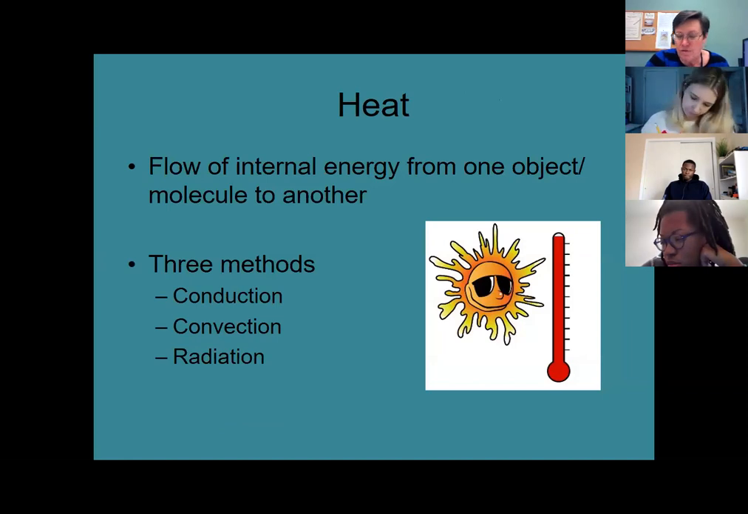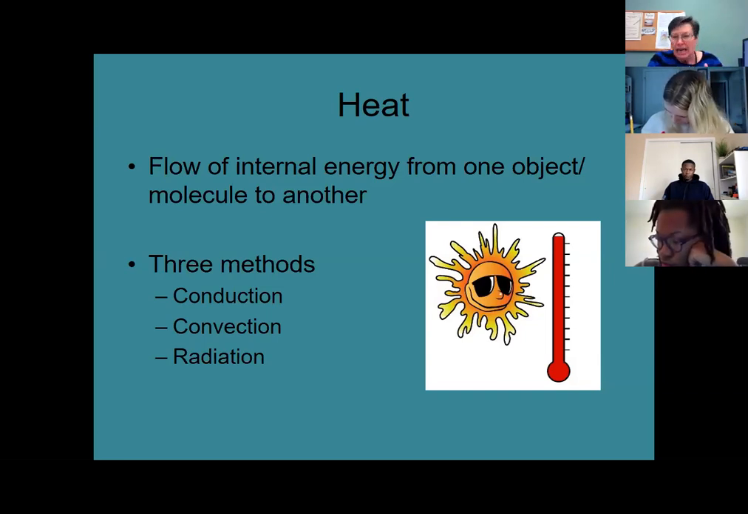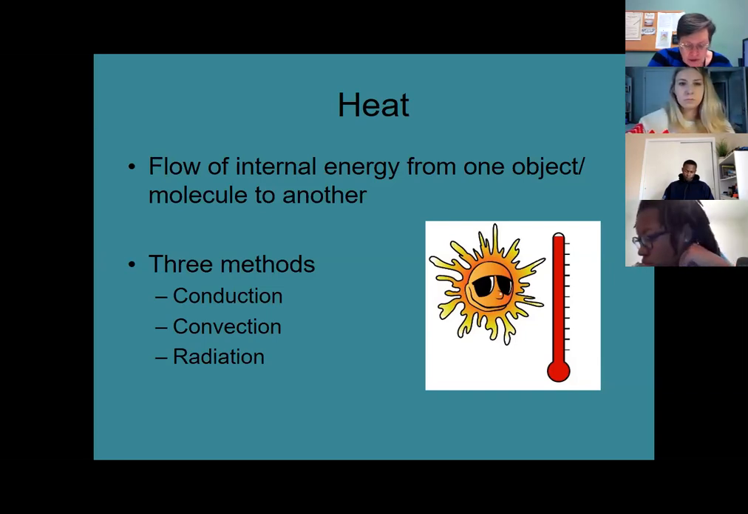So since temperature or heating can change states of matter, it's important to look at heat. And when we think of heat, we all know what heat is. Something's hot, it's warm. But heat, we've already said, affects the state of matter, so it's important to look a little bit more closely.